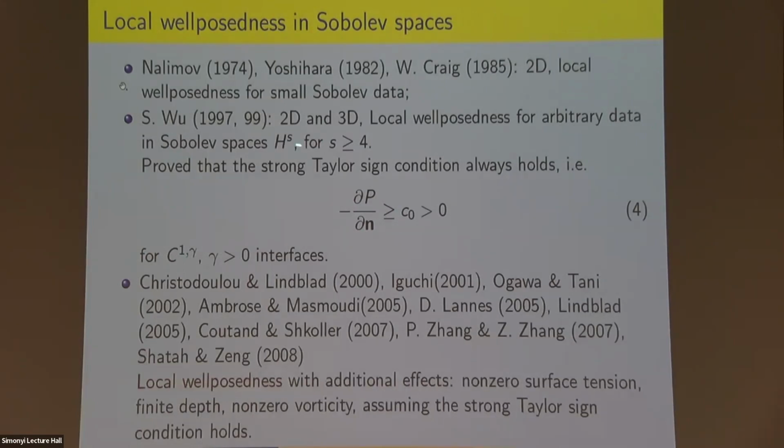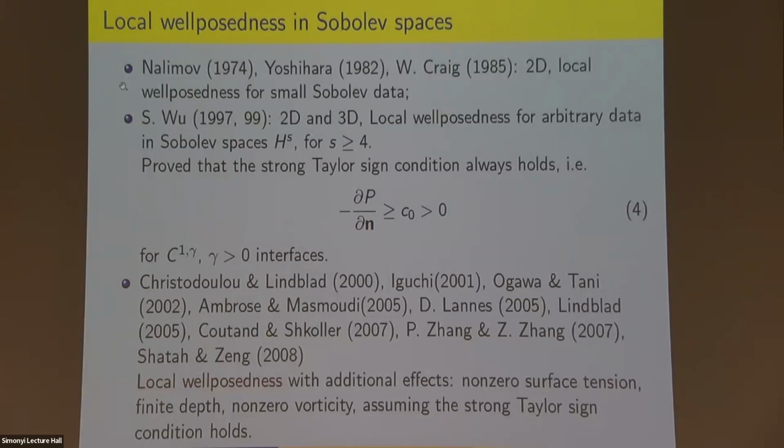This work has been extended in many directions. For example, you can add surface tension, which has a stabilizing effect, and you can add vorticity, but vorticity comes up like a lower order term. So if you only want to solve the equation for a short time, it's okay. You can also add a bottom, as long as the bottom does not interact with the interface, that's also fine. In all these situations, the Taylor sign condition does not hold automatically, and then you have to assume it. Once you assume the Taylor sign condition holds, then you can solve the equation for a short time.